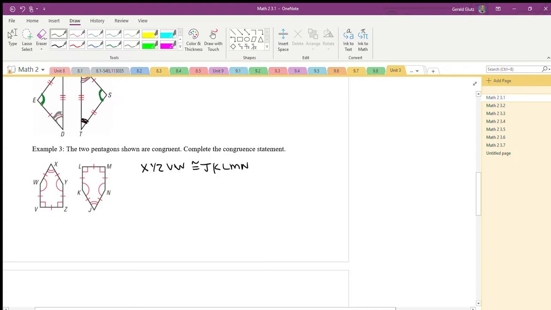The second one is the one that matters. So you just have to make sure that X and J are lined up together. Those are the two angles with two arcs. So those have to be matching up. And then I just go in clockwise order. So make sure you do the same on the other one. So X, Y, Z, V, W, and then J, K, L, M, N.